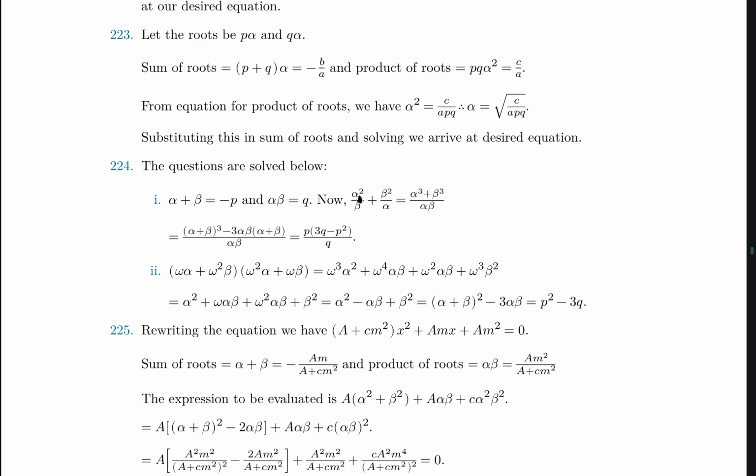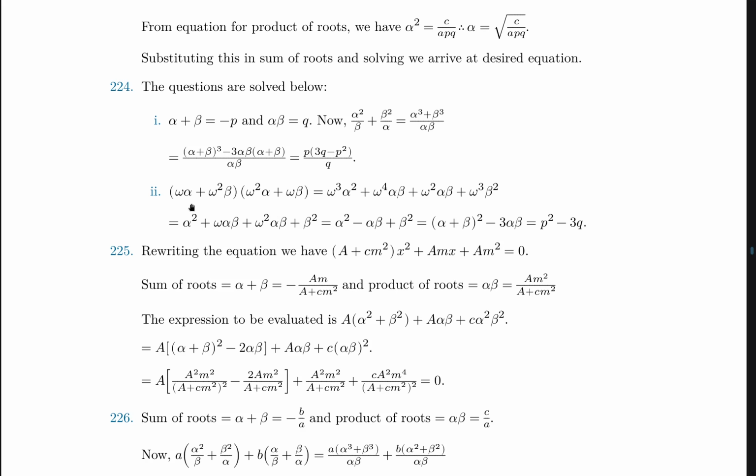And then we have alpha square by beta plus beta square by alpha. We take the LCM, we get alpha cube plus beta cube by alpha beta. And we rewrite alpha cube plus beta cube in the form of alpha plus beta whole cube minus 3 alpha beta into alpha plus beta, by alpha beta. So then we substitute the values and we get alpha plus beta as minus p, so minus p to the power cube, and minus 3 into q into minus p. So this becomes 3pq minus p cube, and alpha beta in the denominator is q. So this is our answer.